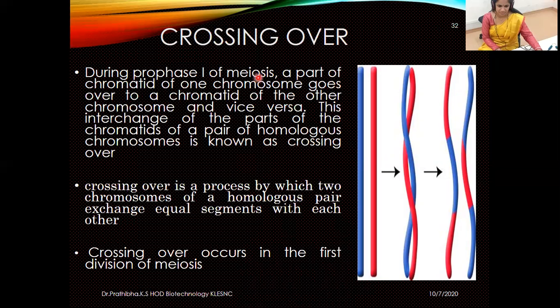During prophase I of meiosis, part of a chromatid of one chromosome is exchanged with part of another, and vice versa. This interchange of parts between a pair of homologous chromosomes is known as crossing over. Crossing over is a process by which two chromosomes of a homologous pair exchange equal segments with each other. You can see the equal segments they have exchanged. Crossing over occurs in the first division of meiosis.